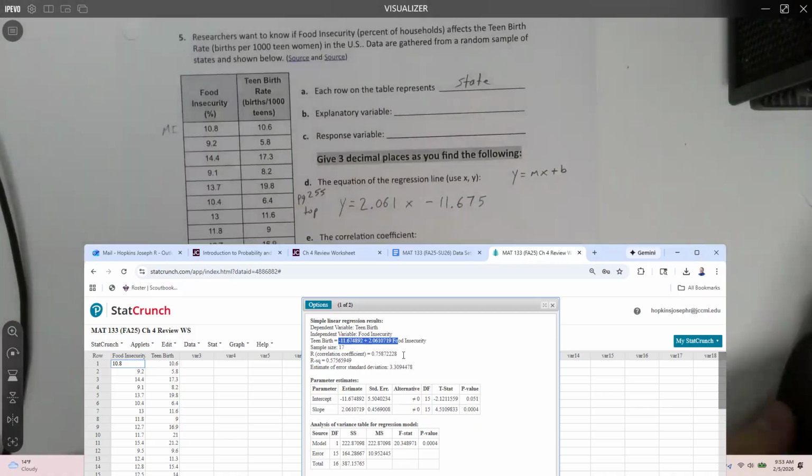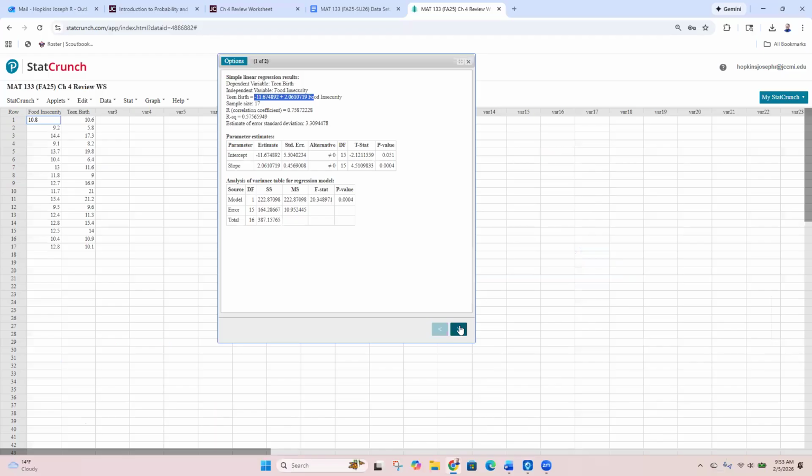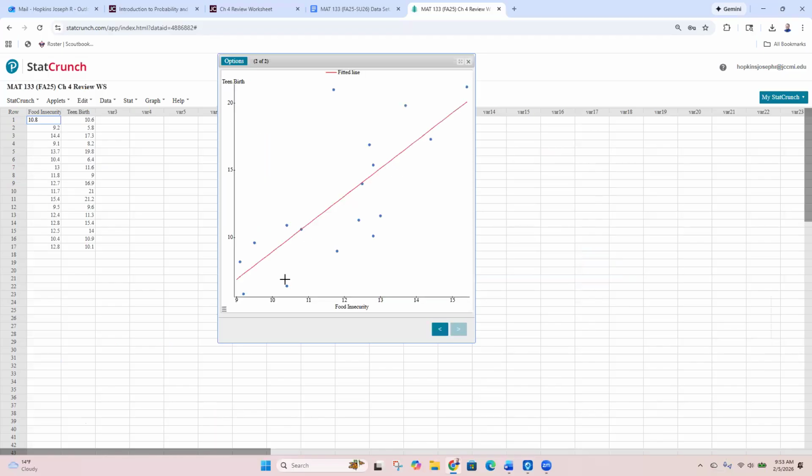Now, how did StatCrunch actually calculate this? If you hit this little arrow right here, it'll show you where the dots are for all of the states. You can see that they put a line through the middle of the dots. Looks like maybe we have one outlier up here. In a linear regression, we're not going to calculate by hand. We're going to use StatCrunch, or when I'm at my job, I would use Excel or some other tool.